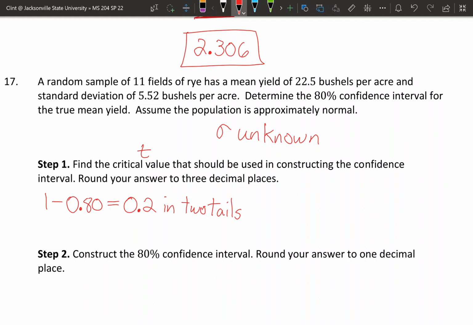And then degrees of freedom is the sample size minus 1. This one we've got a sample of 11. So we'll have 10 degrees of freedom. So our critical T, 0.2 in 2 tails, so that is the first column, 10 degrees of freedom. Our critical T will be 1.372.